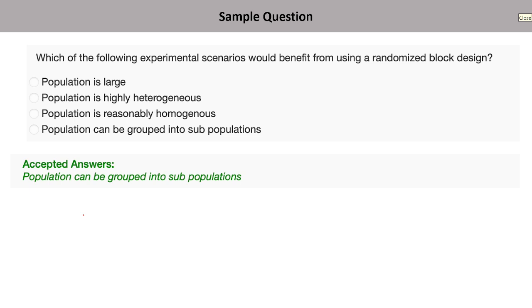So, according to this, the answer to our question, which experimental scenarios would benefit from using the randomized block design, your answer D is correct. That population can be grouped into subpopulations, and this is the benefit because you're taking a whole field and still creating blocks within it, and then randomly adding things to that. So that is creating a subpopulation within a population. That is one of the main benefits of randomized block designs.